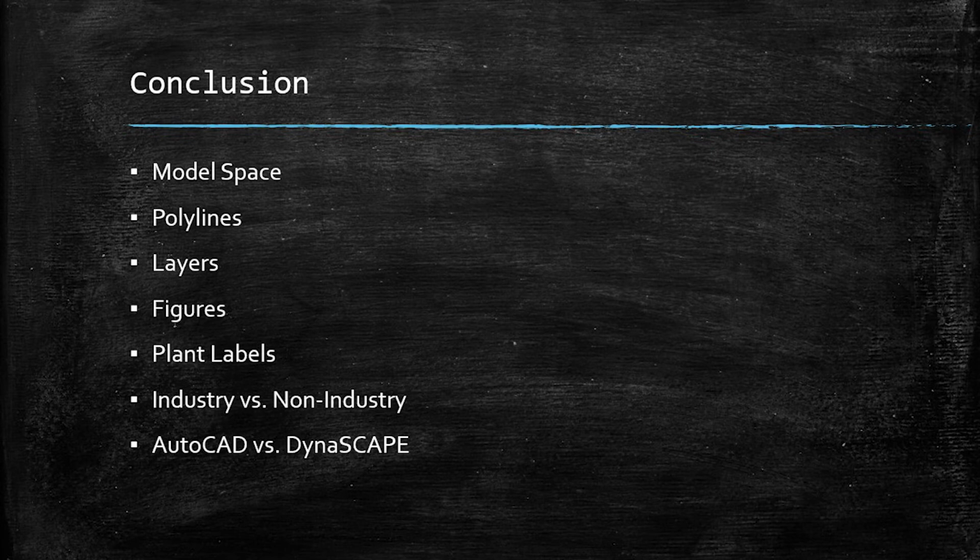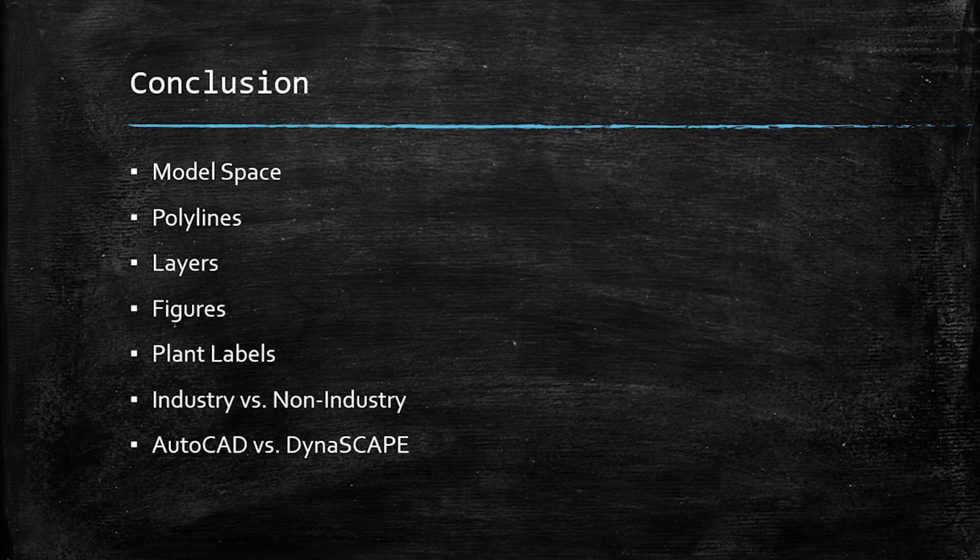Figures are pre-made objects in DynaSCAPE that help add symbols to the drawing. The plant label feature is an industry-specific tool. Plant labels can be added from DynaSCAPE's large database to label each plant. This feature will also generate a plant list that can be added into a drawing.